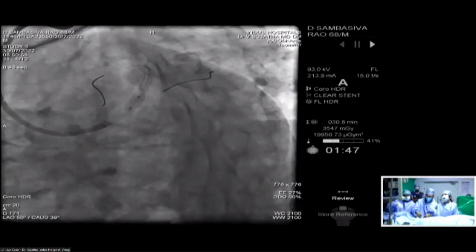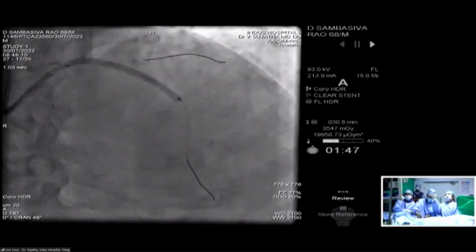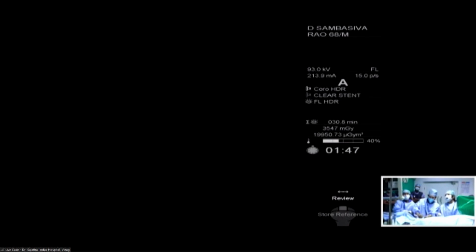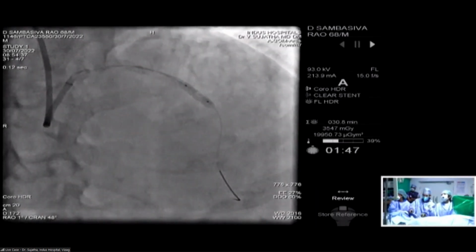So this is the stent. Show the stent expansion. This is the stent, sir. As you told, there is an under expansion there. Yes. Next, POT. Next. Go quickly. Then we started the DOT.